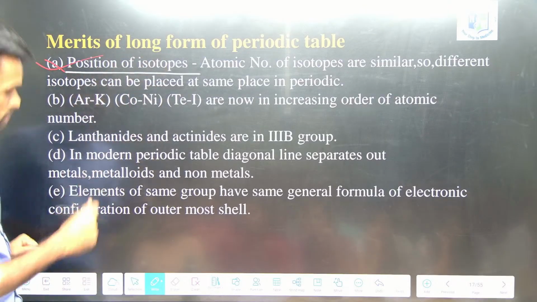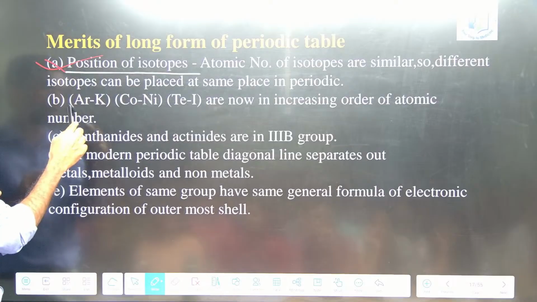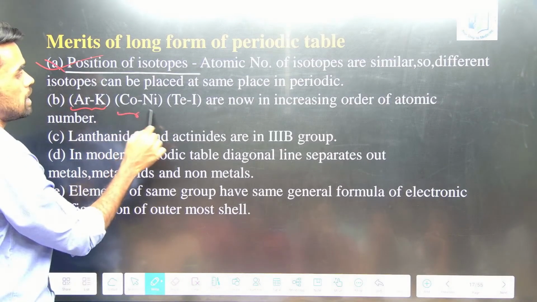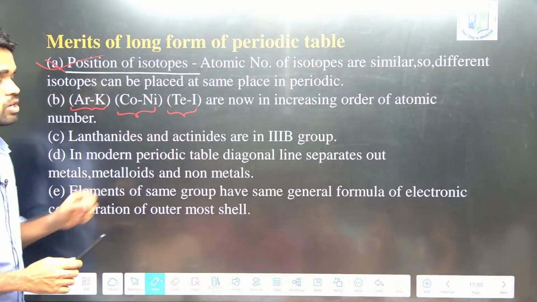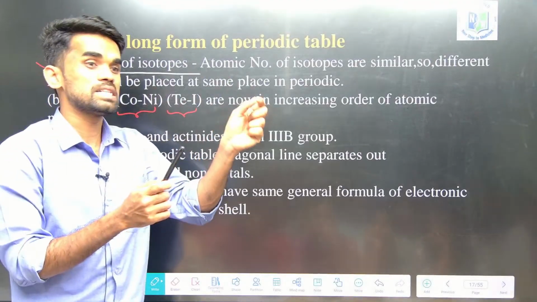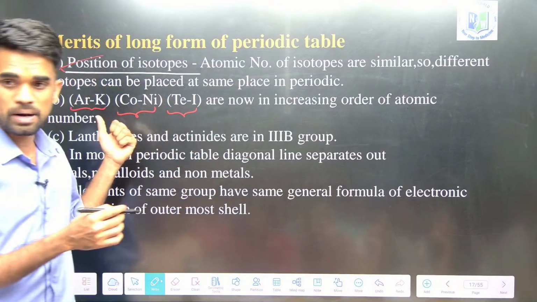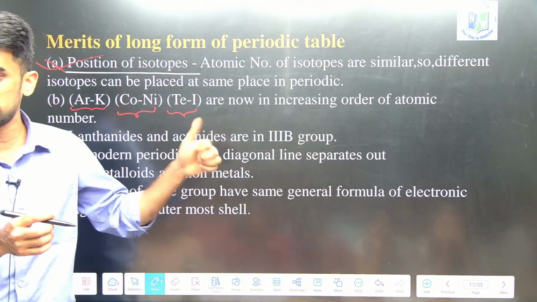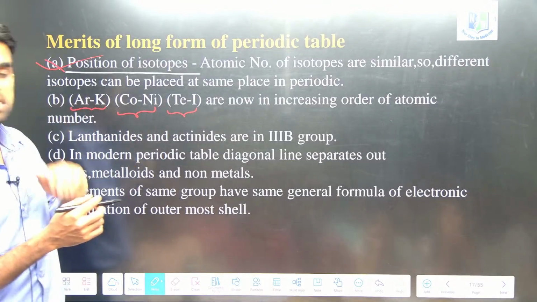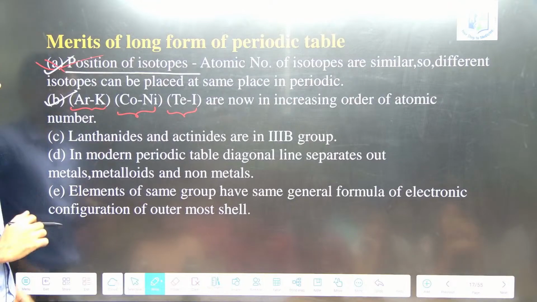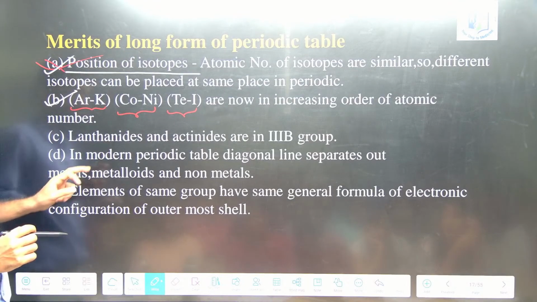Next, here also we have seen the anomalous pairs: argon and potassium, cobalt and nickel, and tellurium and iodine. Previously arrangement was by atomic mass, but now it is by number of protons. Number of protons are properly arranged, so based on atomic number we got this anomalous pair rectified. You just remember these. Next, here we have lanthanides.